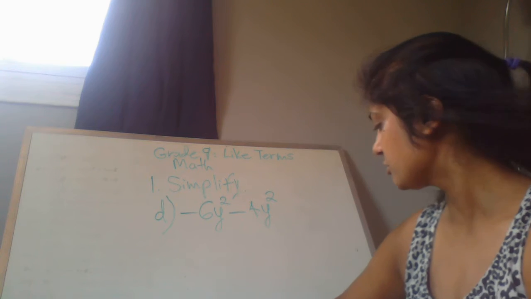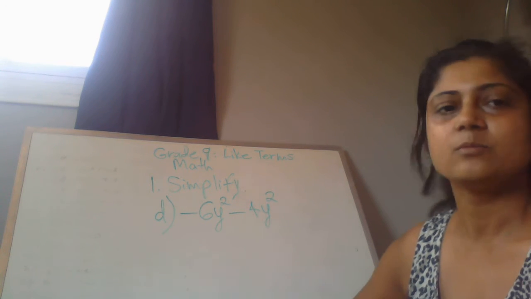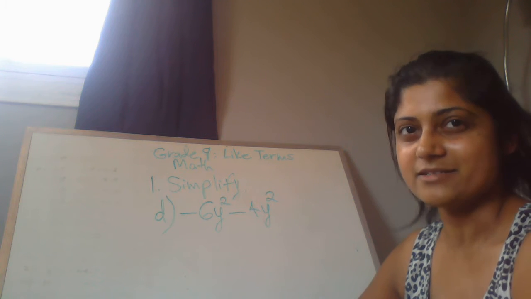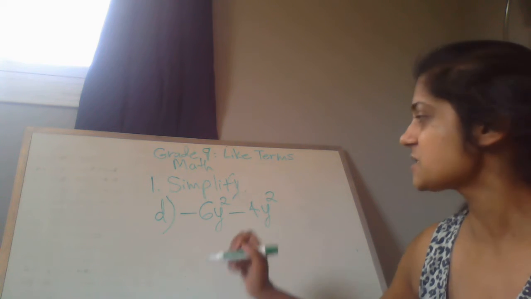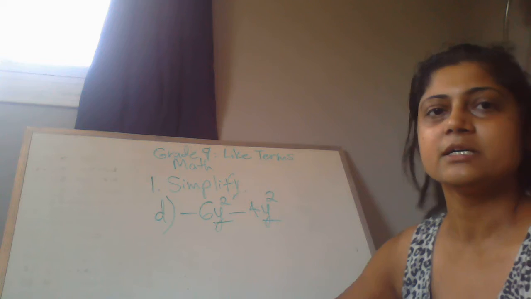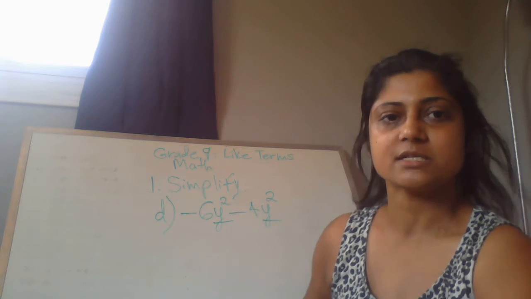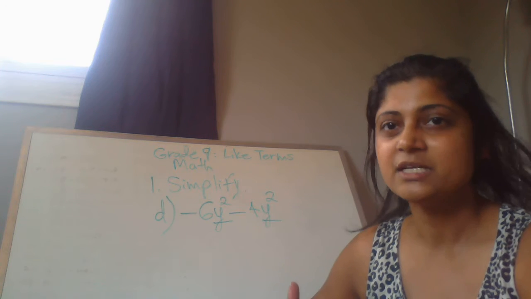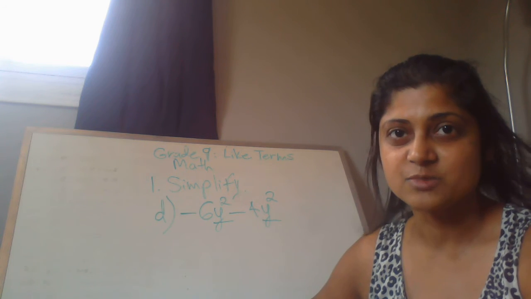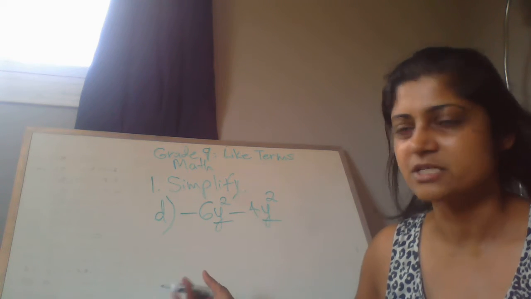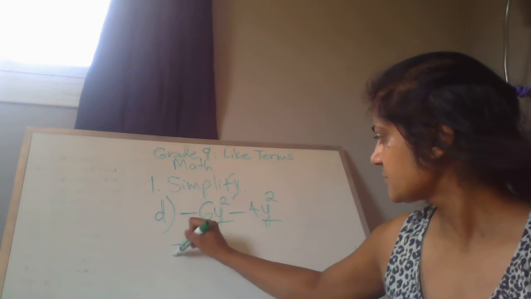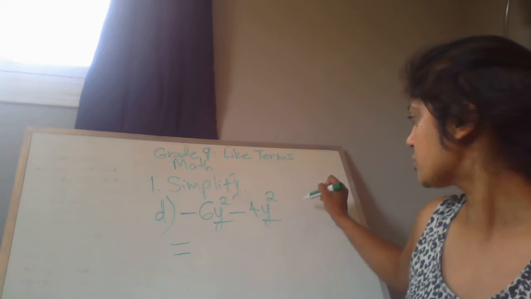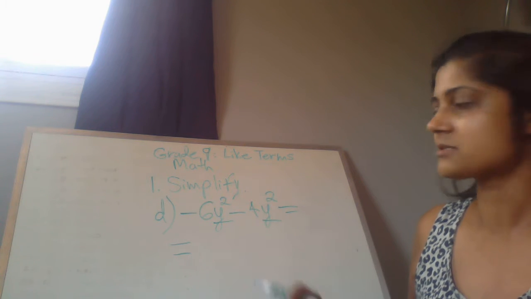Again, if you're looking at this, are they like terms here? Yes, both of them are like terms. I have y squared. Now basically, if you look at the exponent, if one of them was y squared and the other one was y cubed, then they would not be like terms, so I wouldn't be able to add or subtract them together. Make sure whenever you're writing the equal sign in your answer, you're writing it going down. You shouldn't be writing it on the side like this.